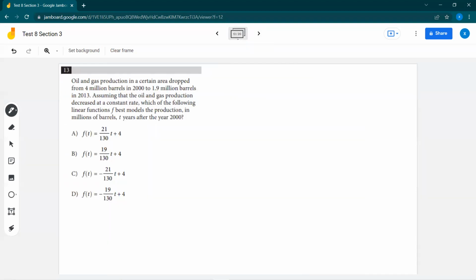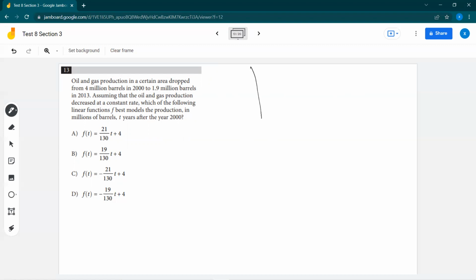Okay, oil and gas production in a certain area dropped from 4 million barrels in 2000 to 1.9 in 2013. We're assuming it's a constant function, so it's a line. We want to model, okay, what's T years after 2000? So we'll consider 2000 our sort of 0. So we're going from 4 million barrels to 1.9 million.